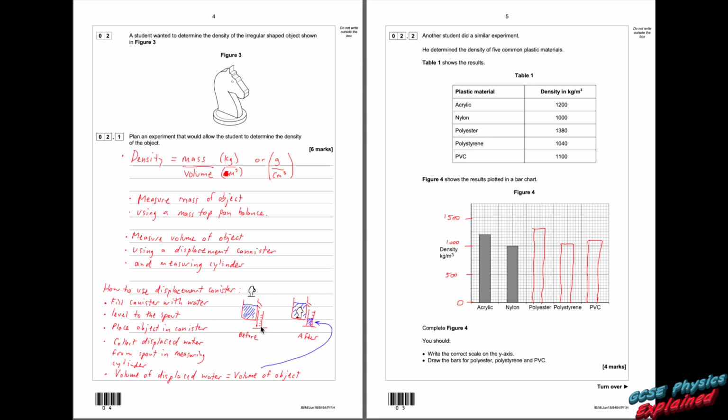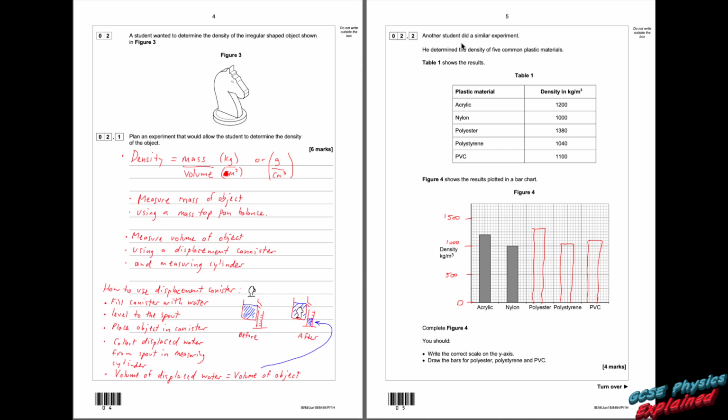And place your measuring cylinder next to it. You've got this object here. So place your object into the canister and collect the displaced water from the spout in the measuring cylinder. So as that object goes down, the level of water will come up and the water will dribble out the spout. So then you catch all that water in the measuring cylinder. And the volume of the displaced water will equal the volume of your object.